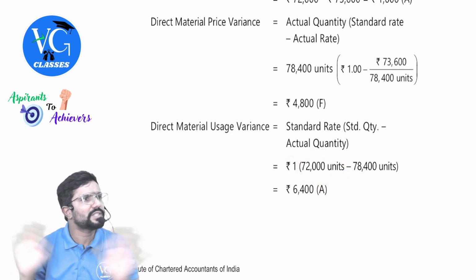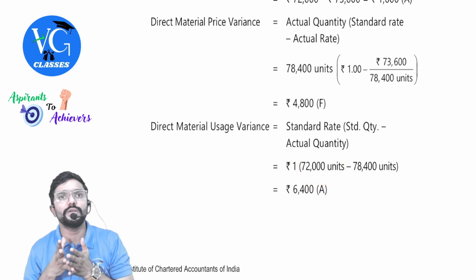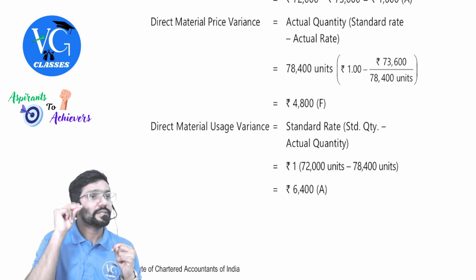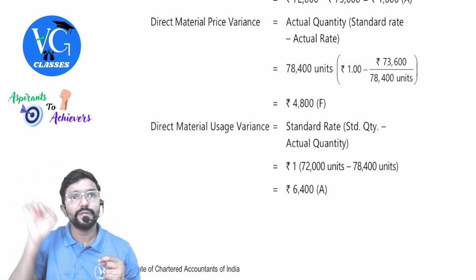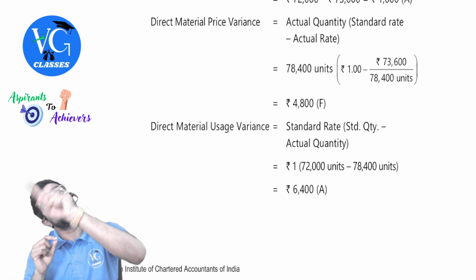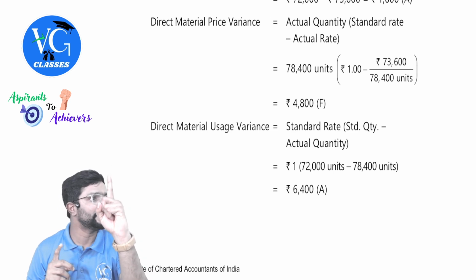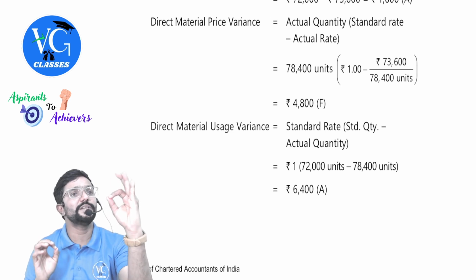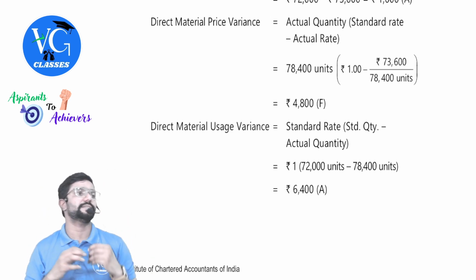The 72,000 units is not output here. You may understand it like that only. That is the standard quantity for actual output. Guys, they have given in the question, for each and every unit of output, how much raw material you are supposed to use. How much is it? 1 kg. Multiply that with output, 72,000 units. How much will you get? 72,000 kgs.